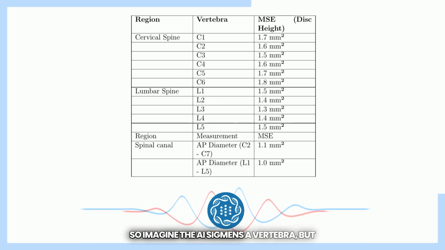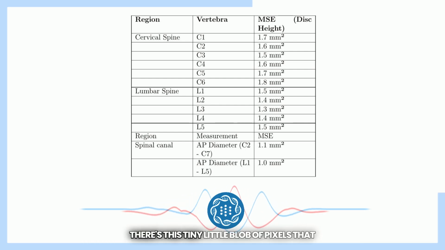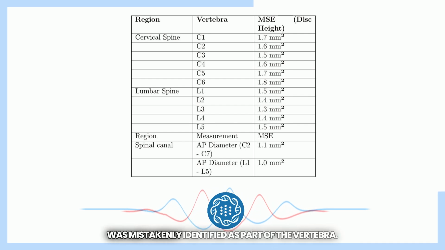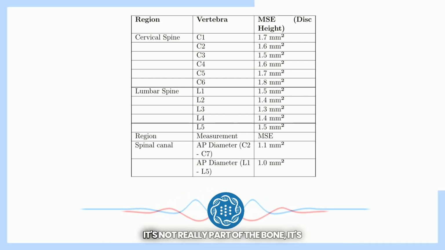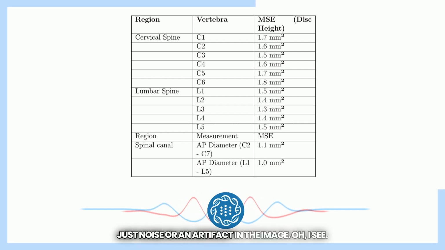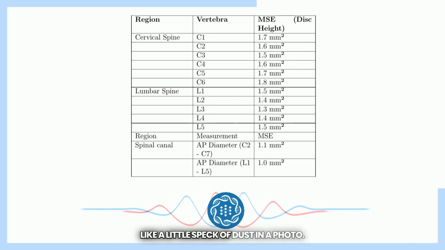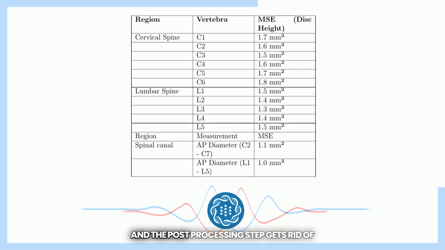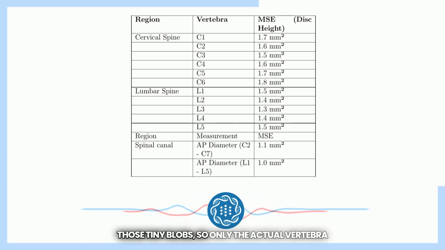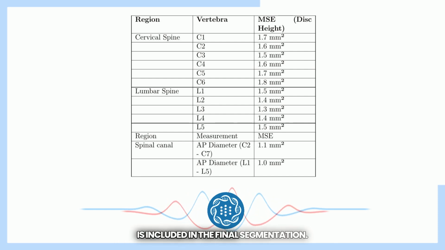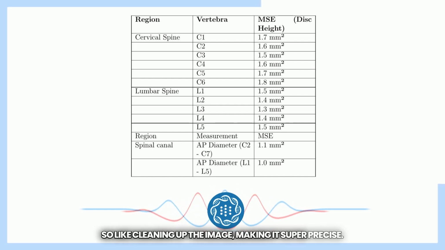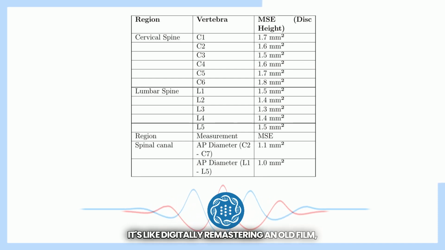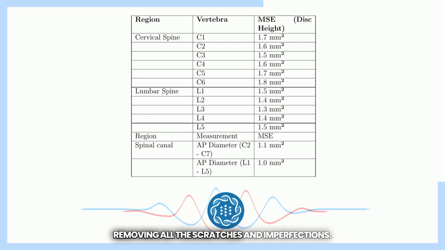So imagine the AI segments a vertebra. But there's this tiny little blob of pixels that was mistakenly identified as part of the vertebra. It's not really part of the bone, it's just noise or an artifact in the image. Oh, I see. Like a little speck of dust in a photo. Exactly. And the post-processing step gets rid of those tiny blobs. So only the actual vertebra is included in the final segmentation. So like cleaning up the image, making it super precise. Exactly. It's like digitally remastering an old film, removing all the scratches and imperfections.